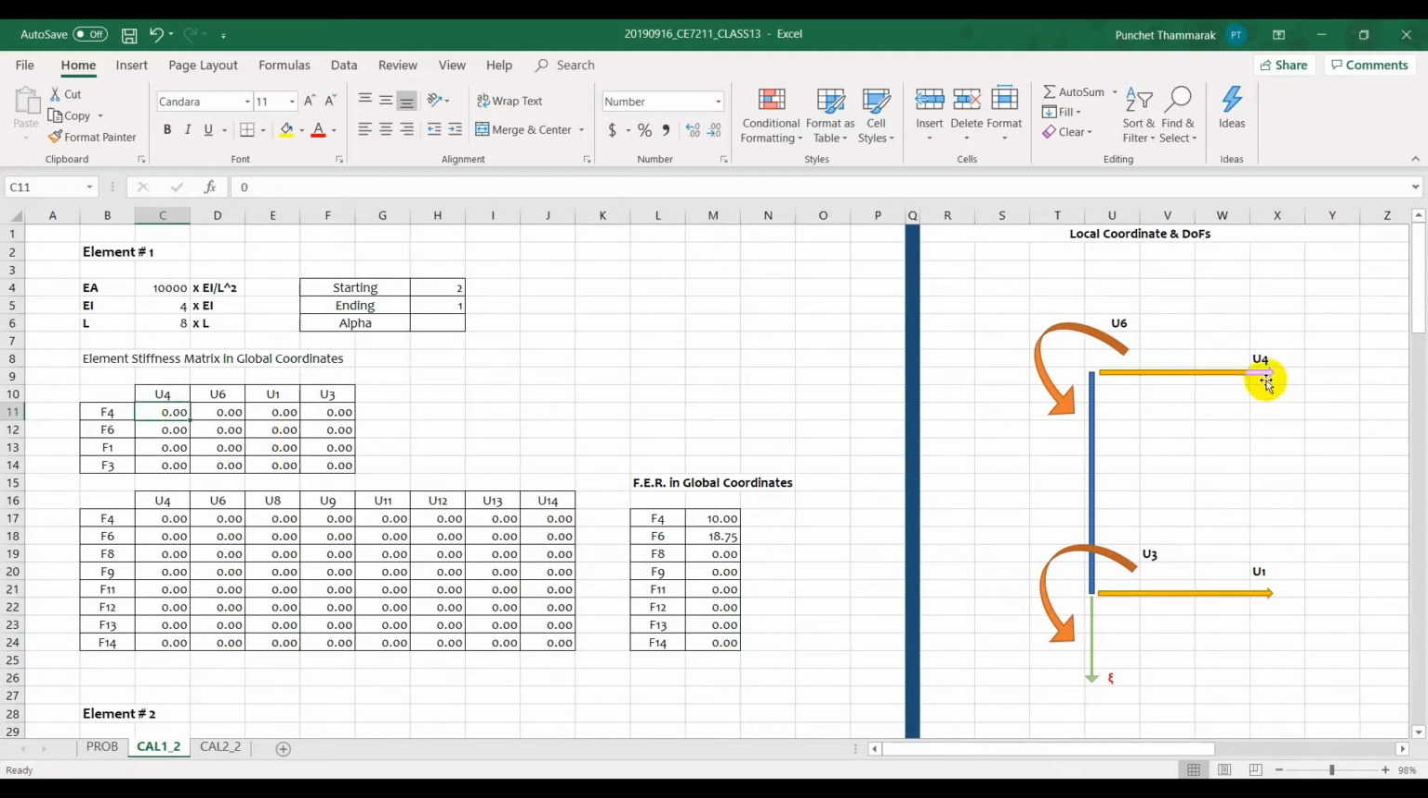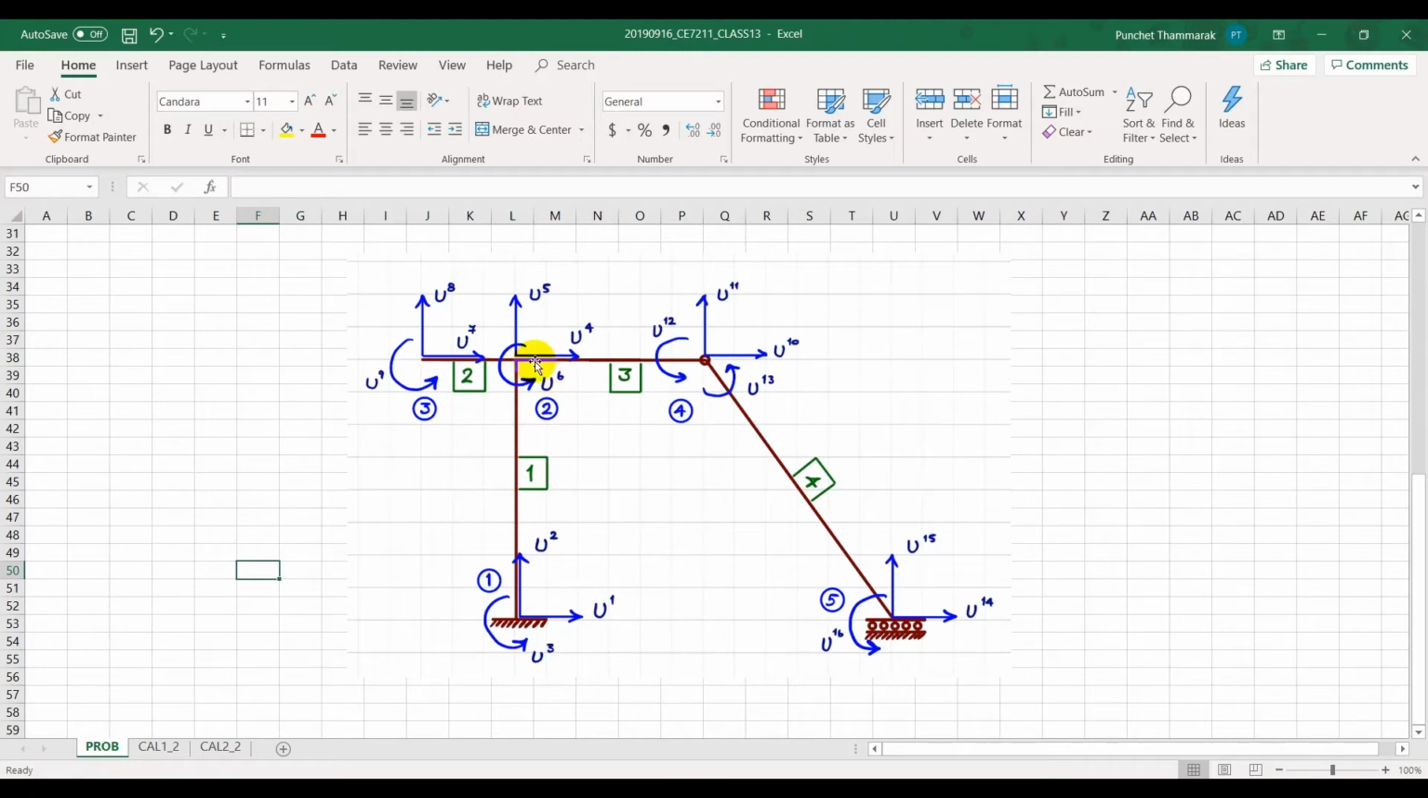Over here, you can see that the first DOF is aligned with U4. The second one, the rotation, is with the U6. You can look at this, right? You can see U4 and then U6. U5 will not be included over here because we are going to say that it is stiff. So we don't really have to talk anything about U5 because U5 has got to be 0.